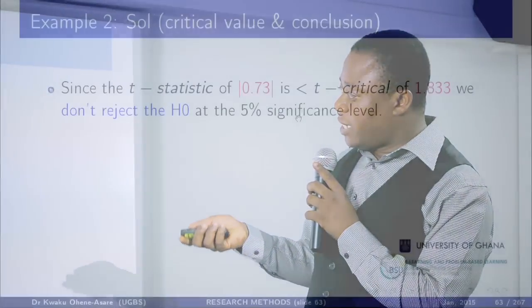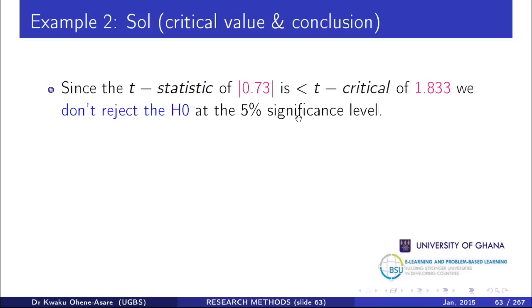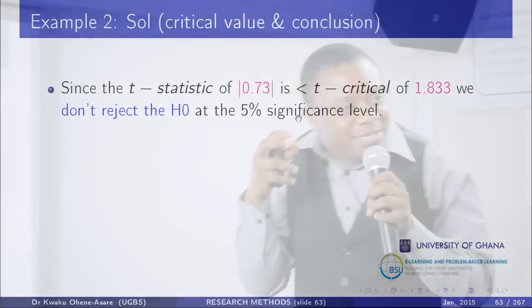So here we go. You can see that our calculated is 0.73. Our tabulated is 1.833. So we can conclude: since the calculated, which is 0.73, is less than 1.833, we don't reject the null. Now, this is where it becomes interesting, because it's not about just rejecting or not rejecting the null, but about getting the intuition from that rejection or non-rejection. We don't reject it at the 5% level of significance.